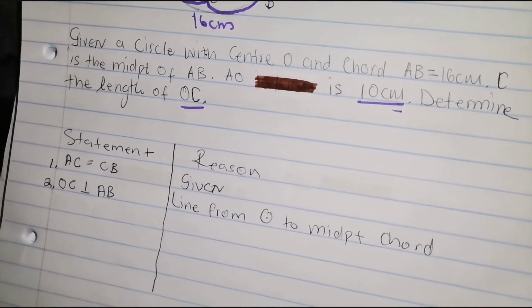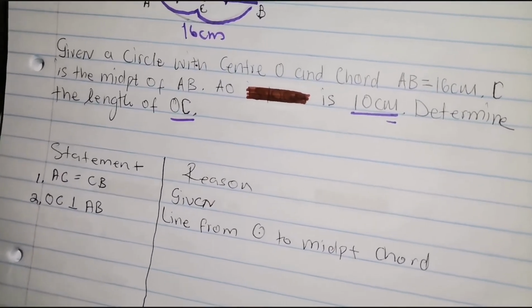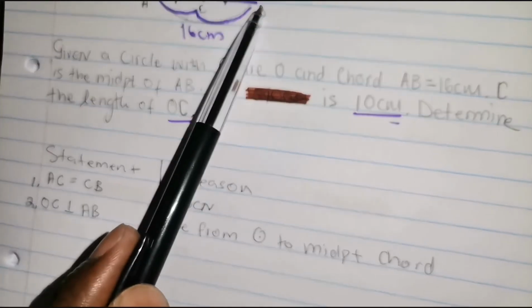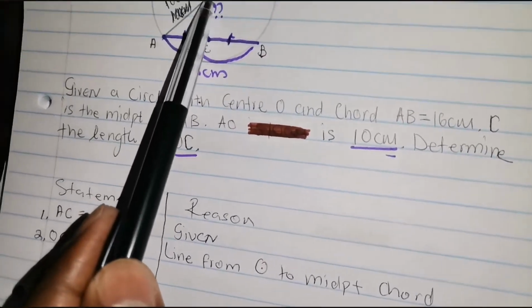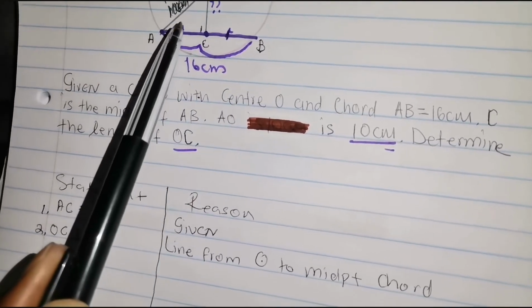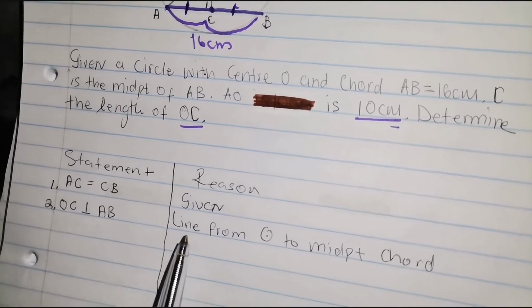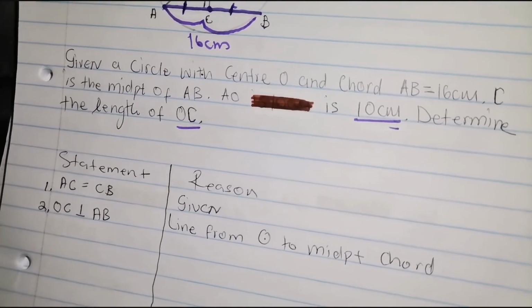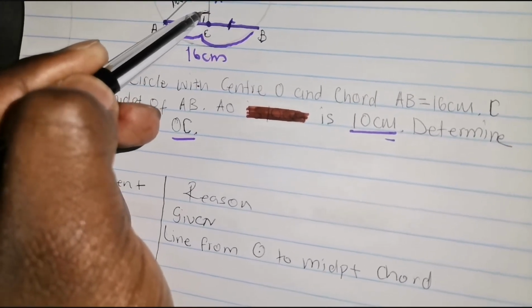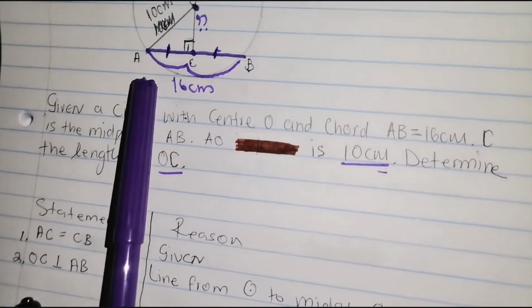If and only if you are given a chord that is bisected, then you conclude that OC is perpendicular to AB. If you have a line from the center to a chord that is bisected, therefore OC is perpendicular to AB, reason: line from center to midpoint of chord. You are done with the reasoning here, so we include those 90 degrees. And then we've just proven AC is equal to CB.